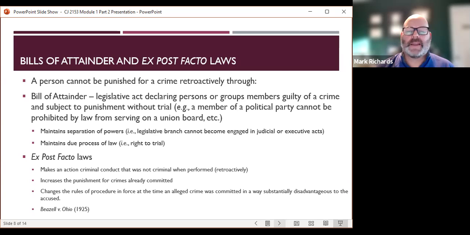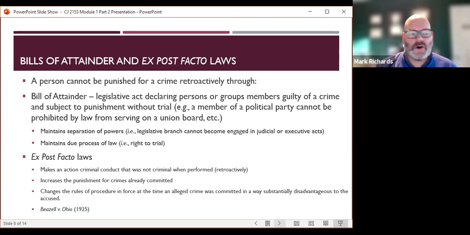This maintains the separation of powers between the legislative branch, the judicial branch, and the executive branch, meaning that the legislative branch cannot become engaged in judicial or executive acts. This maintains a due process of law, which means persons have the right to trial and other due process protections.